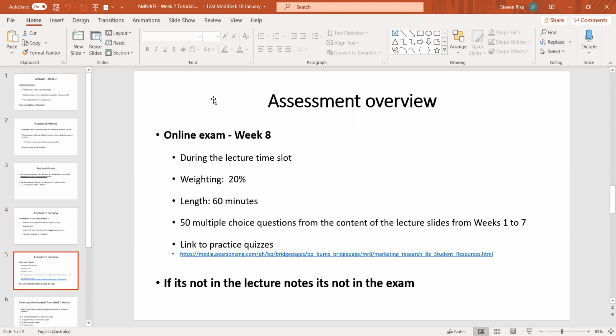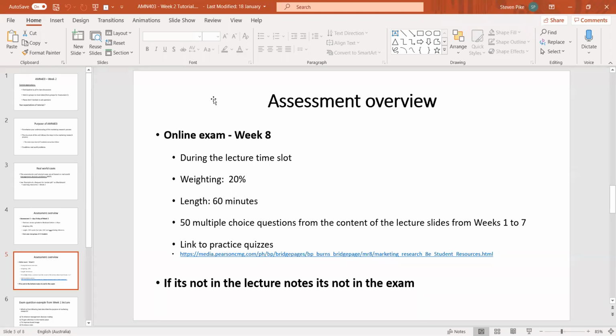In week 8, we have an online exam. It's held at the same time as the usual lecture time slot. It's worth 20%. There's a 60-minute time frame for you to complete the exam. Now, this is an online exam, so you can sit this from anywhere in the world at the time that the exam becomes open, and there will be full instructions on Blackboard for how you participate in that exam.